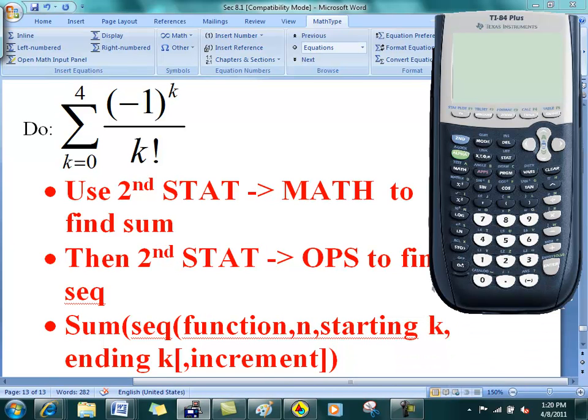Okay, turn it on. Make sure it is in sequential mode, SEQ mode. We did this yesterday. Did you do your homework last night? All right, so the first set of instructions tells you go second, stat. You there? And then go math. You find sum? Which number is that? 5.